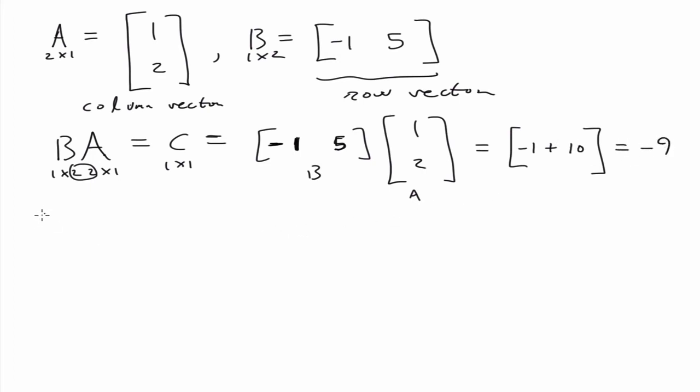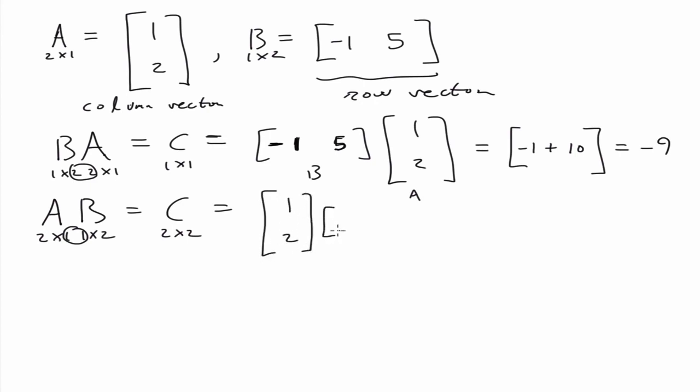Okay, so now let's try doing the matrix multiplication the other way. So now we're going to have 2 by 1, 1 by 2, right, so the inner dimensions are shared, and then we're going to get a result C that's now 2 by 2. Okay, so this is really interesting. So now I write that down, 1, 2, times -1, 5, the row vector.